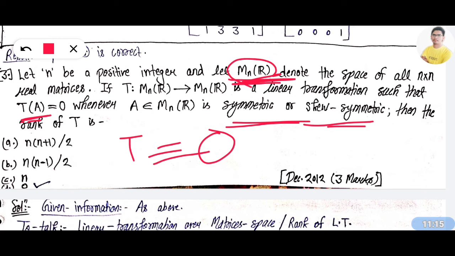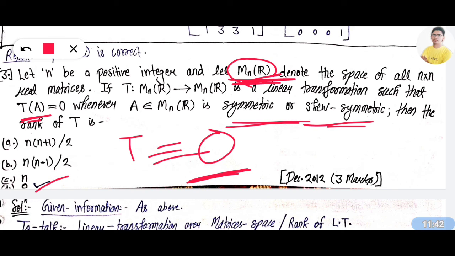It's a standard result that the rank of the 0 map is 0, because rank is the dimension of the image. The 0 map maps all the elements of the space to the single element of the codomain space, that is 0. So the rank of the 0 mapping will be 0, and in this way we can say that option D is the correct option.